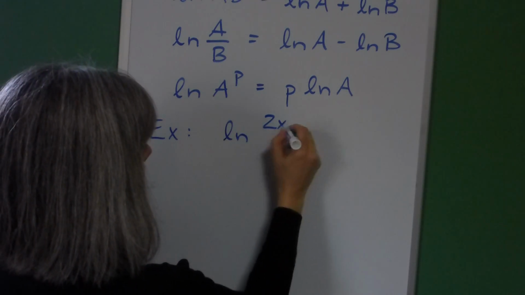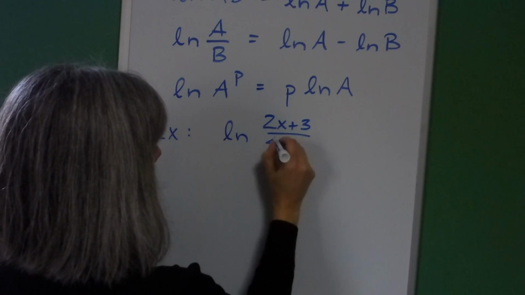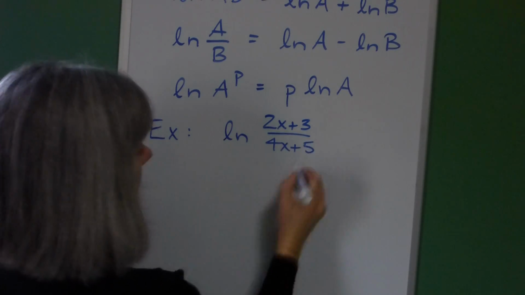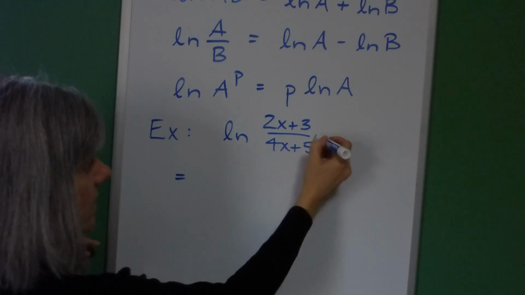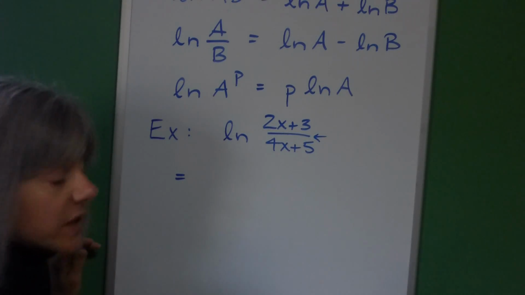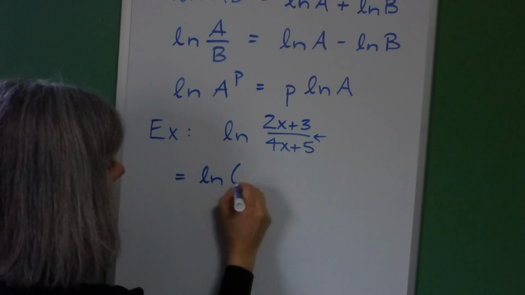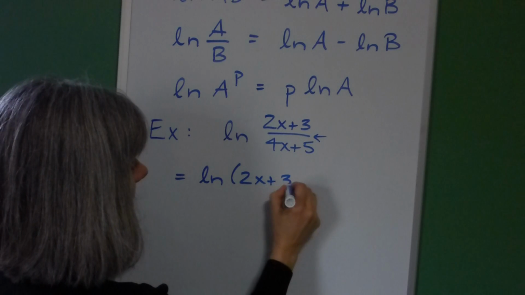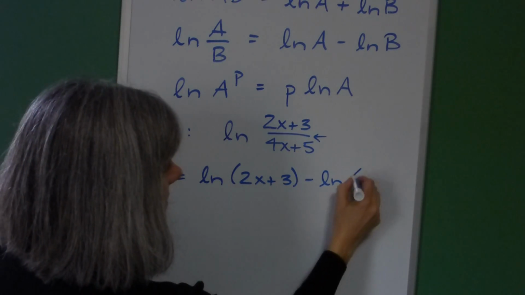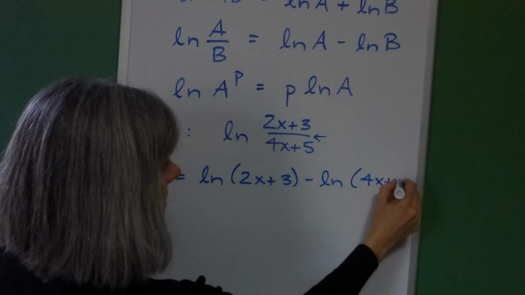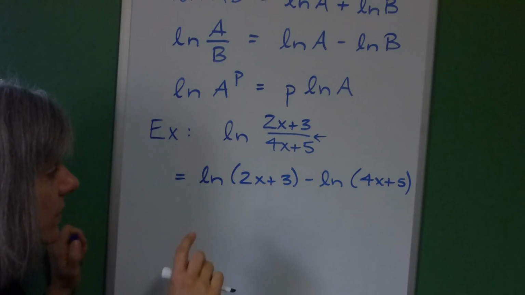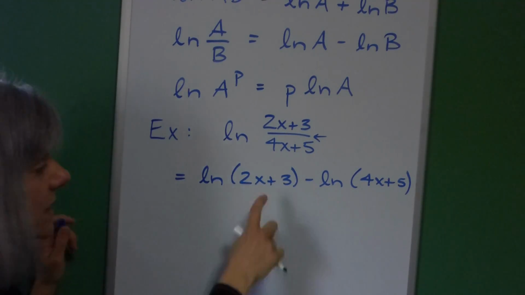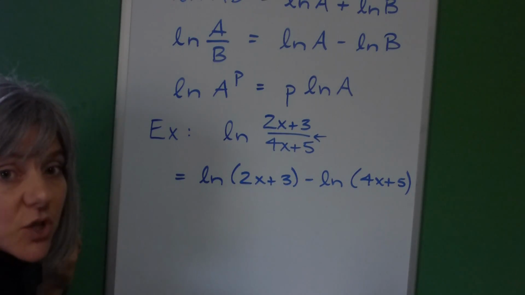ln of 2x plus 3 over 4x plus 5. All right, I see division. So because I see division on the inside, I know I'll have subtraction on the outside. So this will be ln of 2x plus 3 minus ln of 4x plus 5. Now, it's important to note that I can't go any further than this. Addition on the inside is not something I can change.